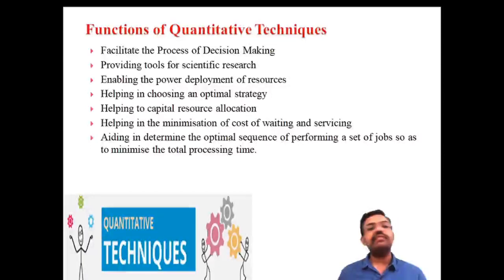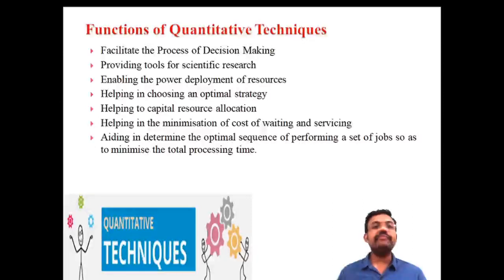The last important function is to aid in determining the optimum sequence of performing the jobs to minimize the total processing time. That means the tools always help in minimizing the processing time. That means it takes the right decision, a quick decision with the help of the quantitative techniques. These are the important functions of QT.